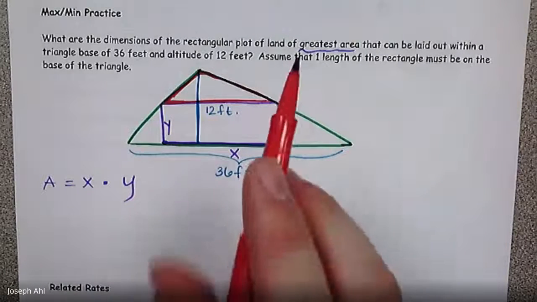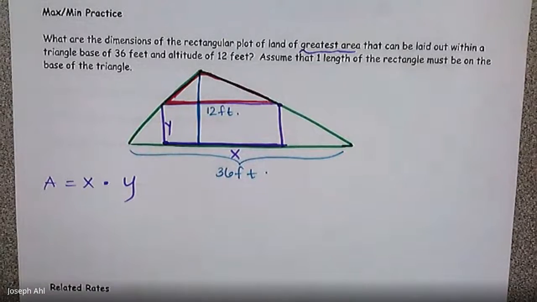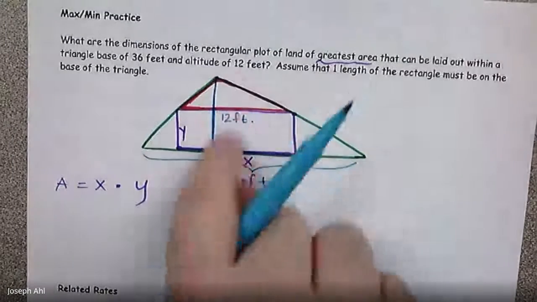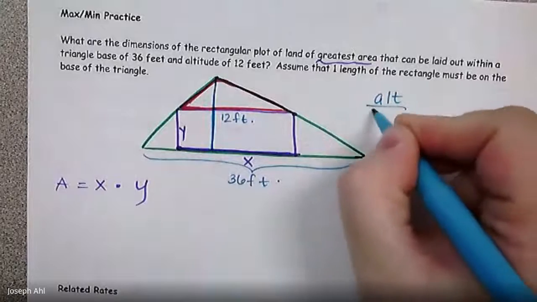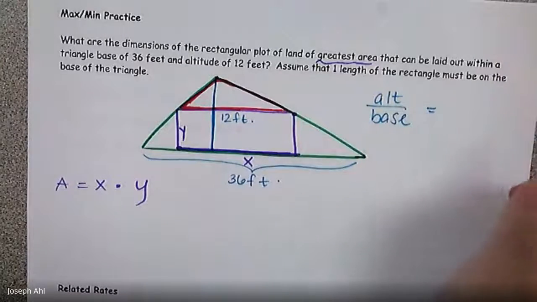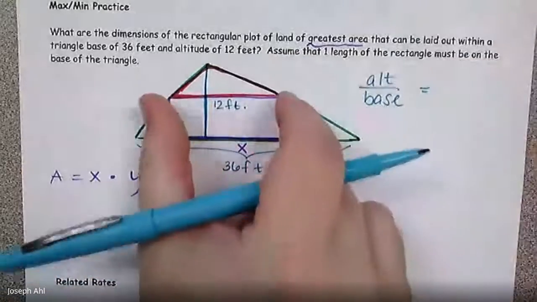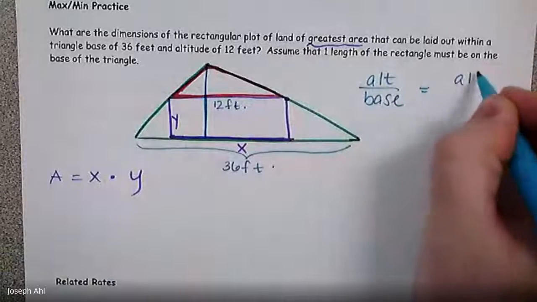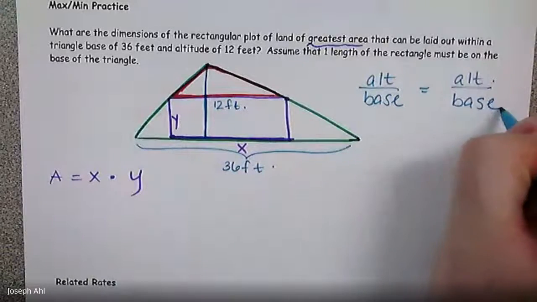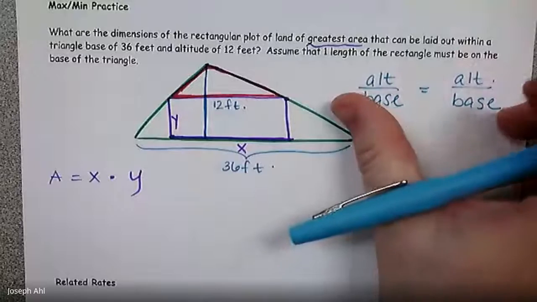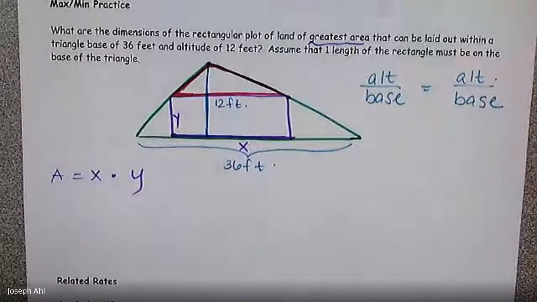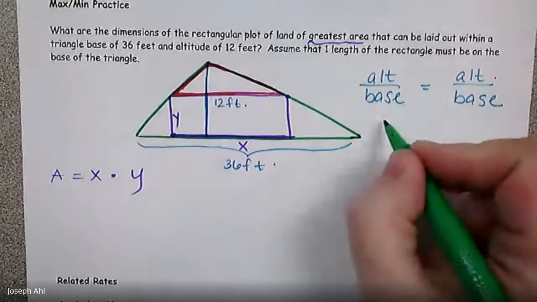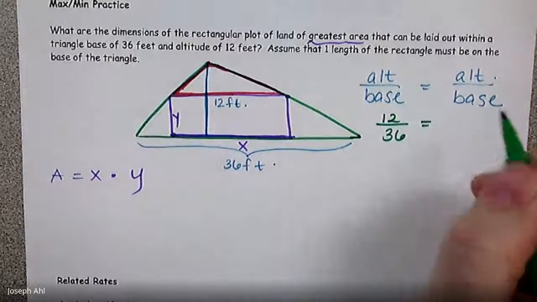Because I know the altitude and base of the big triangle on the outside, I'm going to take the altitude over the base, and because similar triangles have proportional corresponding side lengths, I want to compare that to the altitude and the base of the similar triangle within it. If I can set up a proportion, I hope to use it to get y in terms of x. For the big triangle on the outside, we know the ratio of altitude over base is 12 over 36.